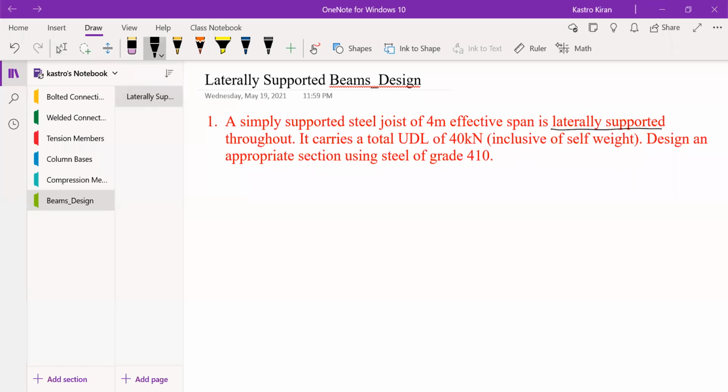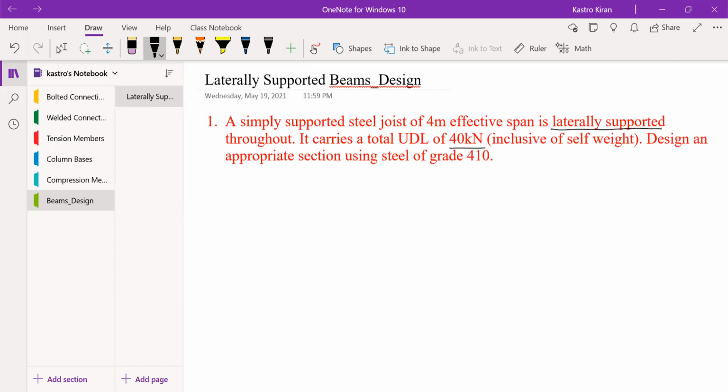And here one thing which you have to focus on is that the UDL is not given per meter length. So it is not 40 kilonewtons per meter. They have just said the intensity of the load is 40 kilonewtons. That means you have to find out what is the uniformly distributed load per meter length. Okay, that is one thing.